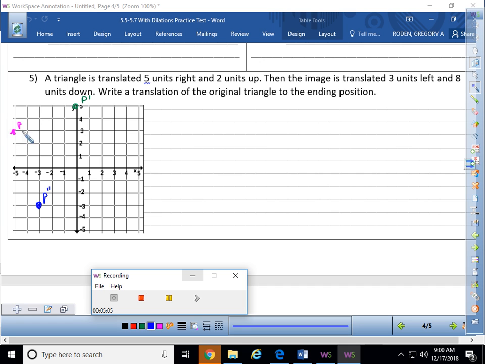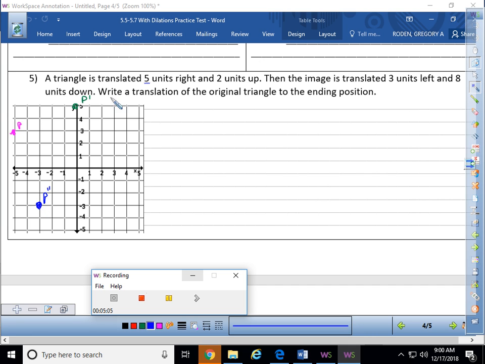This is P. I called it point P, and it's my preimage because I don't have any primes. Then I just followed what they did at first. You can start anywhere you want. I started over here so I knew I'd have enough room to keep it on my graph. I randomly chose P right here, and I went 5 right, 2 up, and that's going to be P prime. But you don't want to stop there. Then it says you go 3 units to the left, and then 8 units down, and you'll get here to P double prime.